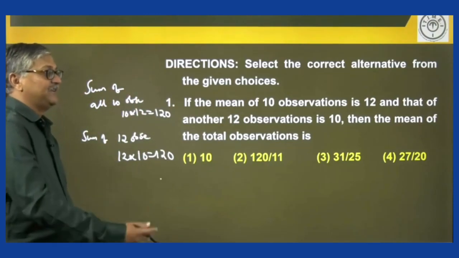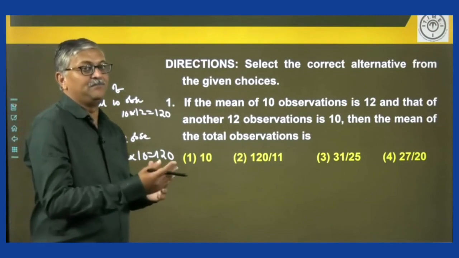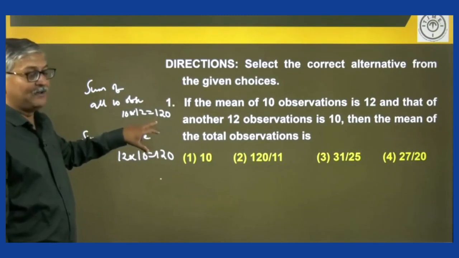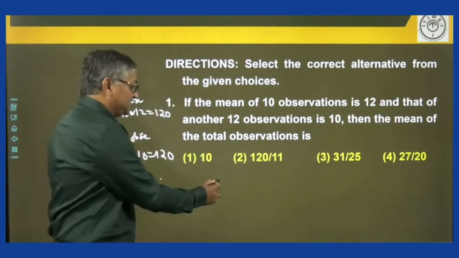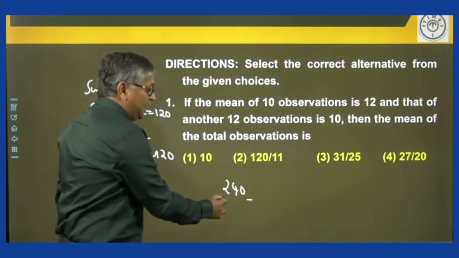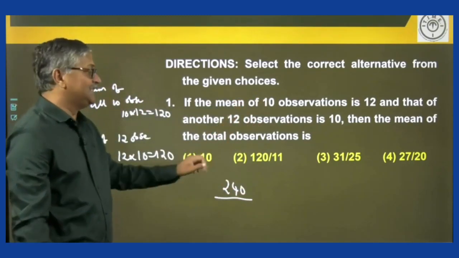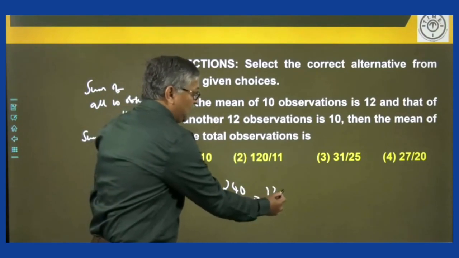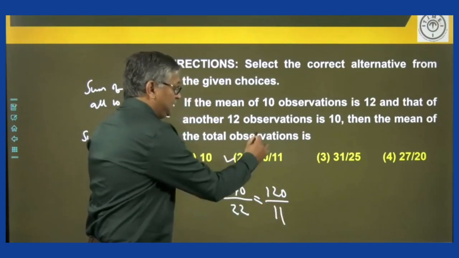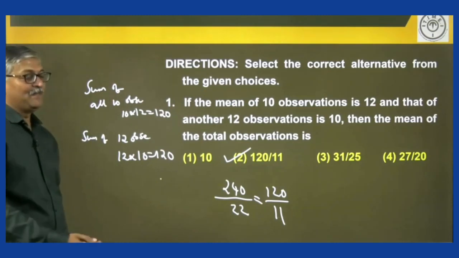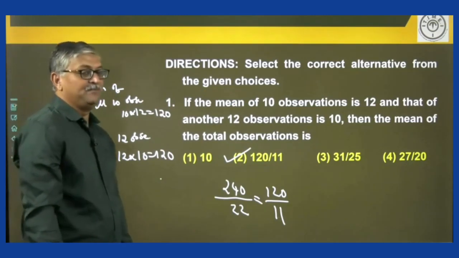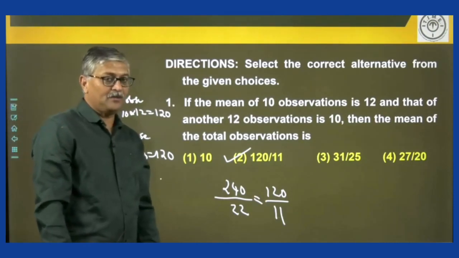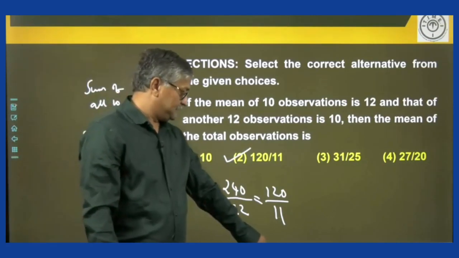What is the mean of these 22 observations? Mean means sum of all observations divided by the total number. The sum of the total observations here is 120 plus 120, that is 240. And how many total observations are there? 10 plus 12, that is 22. So simply, what is this value? 120 by 11. So clearly it is the second option. So what is the mean? It is the sum of all observations divided by the total number of observations.